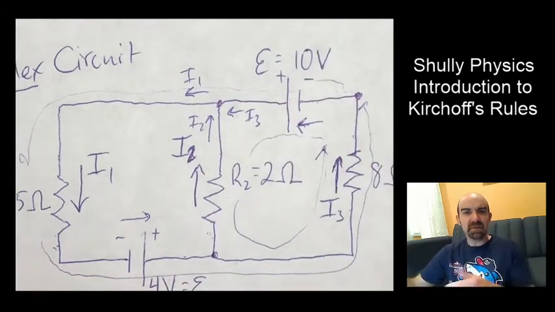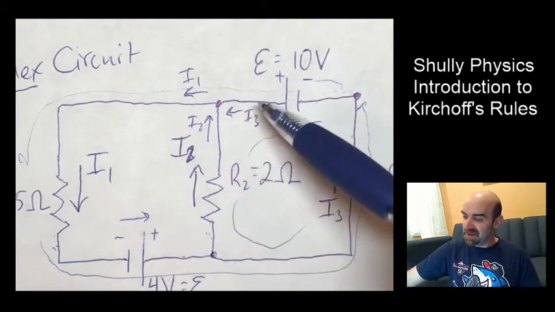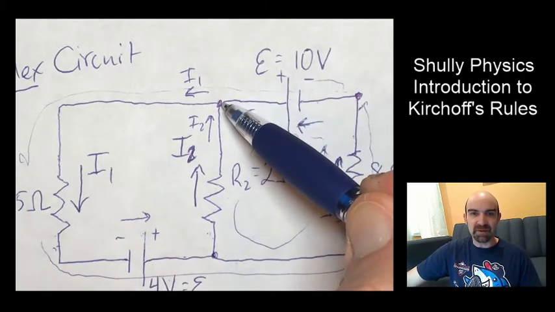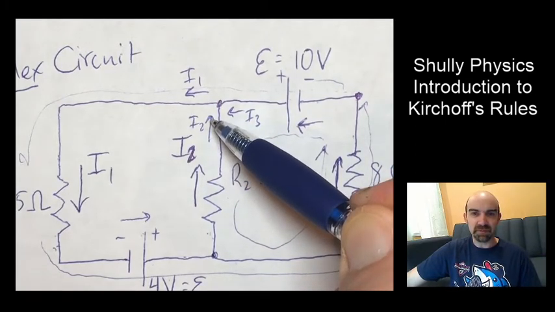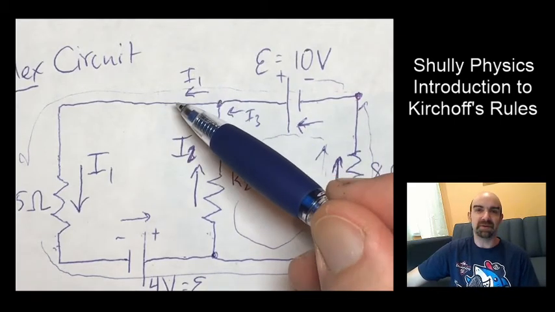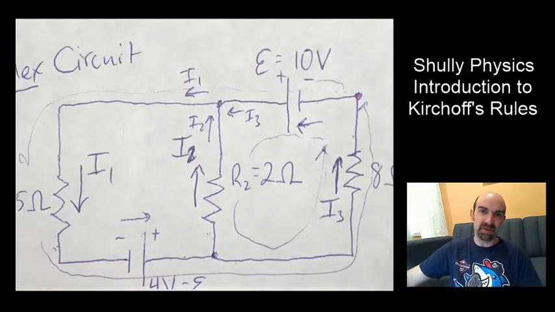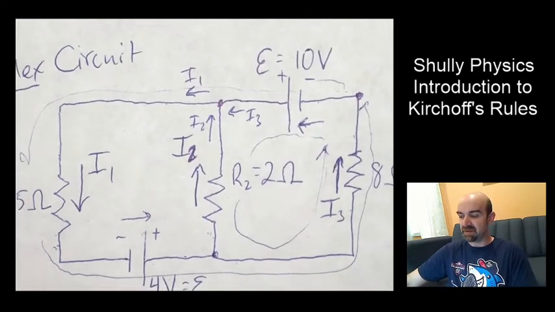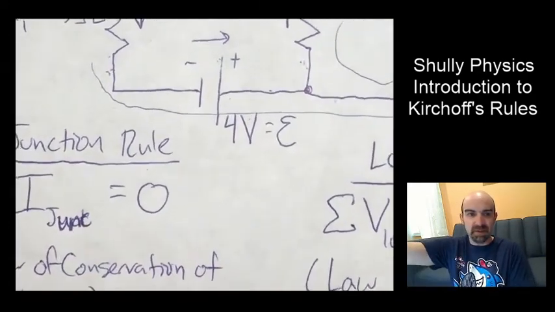So do you see, if these are electrons, or I should say, if these are positive holes flowing into this junction from the direction of resistor 3, flowing into the junction from the direction of resistor 2, then there has to be positive holes, positive charge, flowing out in the direction of I1. So the current flowing in equals the current flowing out. The charge in equals the charge out. This is the law of conservation of charge at work. Okay? Zoom back out.